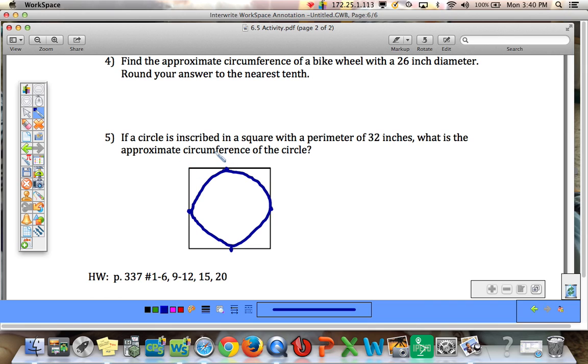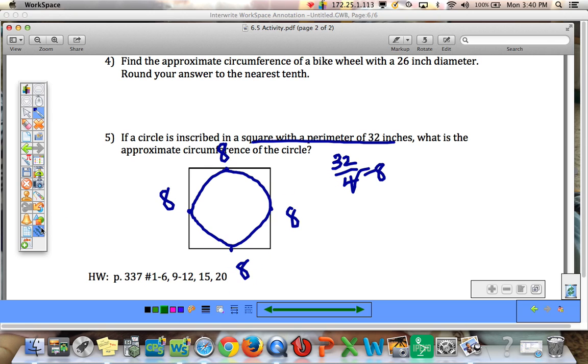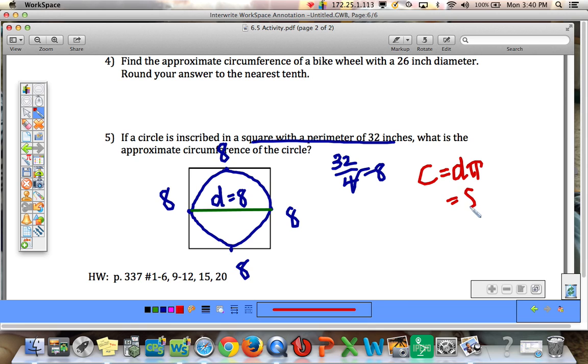So this one, what does this have to do with a square? Well, we know the perimeter of the square is 32 inches, and a square has 4 sides. So 32 divided by 4 is 8. Each of these is 8. And that would also give us the diameter of the circle. So if we have our circle, 8 is the diameter. Okay, so we have this equation. Circumference equals diameter times pi, and the diameter is 8. Circumference is 8 pi. So type that in your calculator and round to the nearest tenth, and you should get about 25.1 inches.